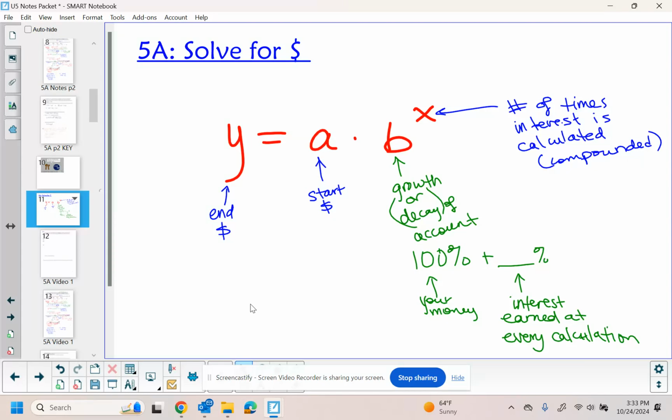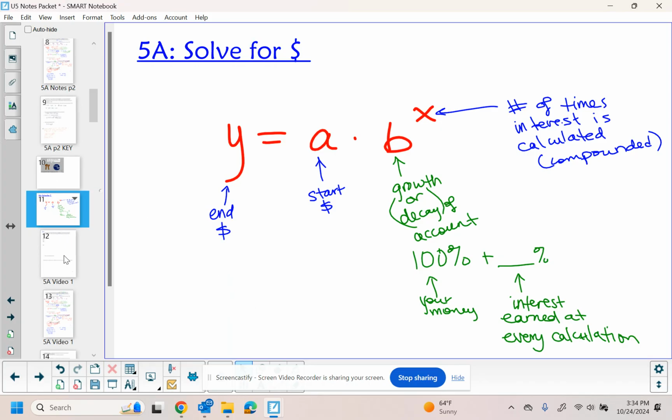For 5A, the topic is solve for money. So you're either solving for your ending amount of money or your starting amount of money. Here we have the breakdown of what the little pieces of the equation mean. Y is your ending amount of money, A is your starting amount of money, B is your growth or decay of the account, but usually it's growing because it's got 100% of your money in it, and then added to that is the interest that you earn at every calculation. Every time the interest is calculated, you would earn that much. And X is the number of times the interest is calculated or compounded.